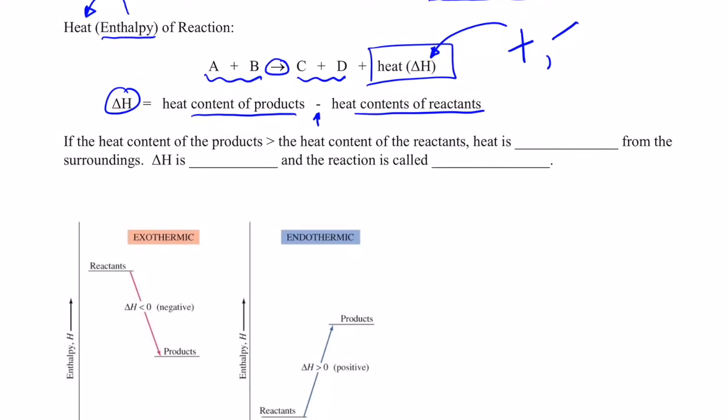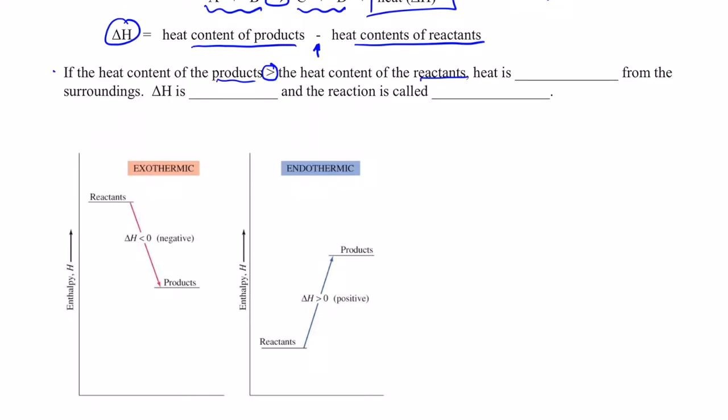So let's talk about this one here, where the heat content of my products is greater than the heat content of my reactants. Alrighty, so let's take a look at this graph right here on the right. My products have a higher enthalpy, or heat content, than my reactants. Where did that energy come from for my reactants to turn into products? My products have more energy than my reactants. That energy had to come from somewhere.